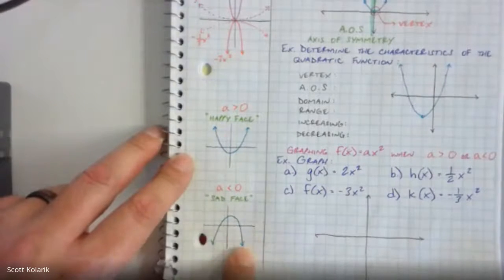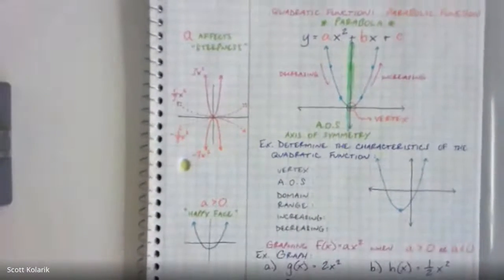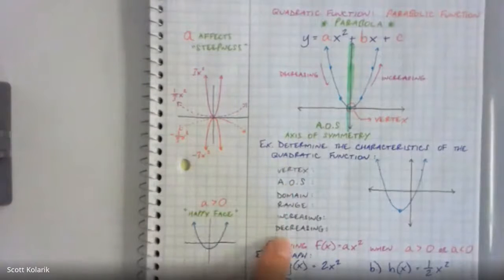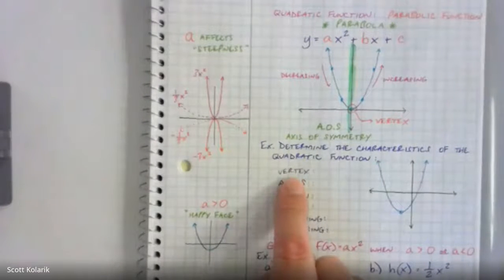Okay, negatives will open downward, positives will open upward. And then one last thing, you'll get a couple of questions that ask you for some key terms. I just want to go through these one more time. You'll be given a graph. It'll ask you to identify the vertex.